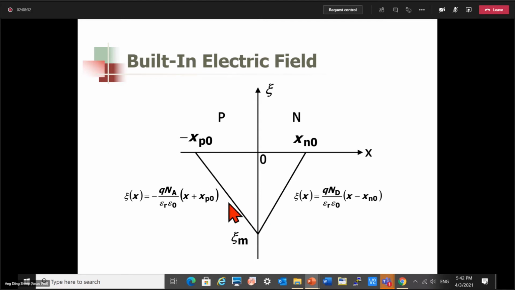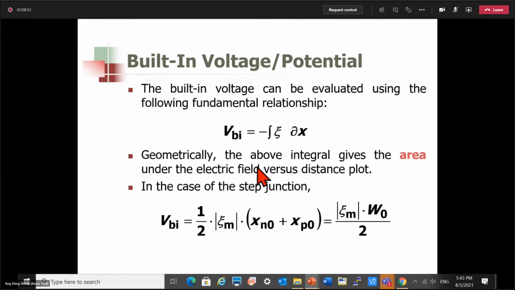All right, so this happened to be a triangle. So it's very easy to find the area of this triangle, right? It's half base times height. So the base length will be xn0 plus xp0, or the total depletion width. And the height of the triangle will simply be the maximum electric field value. Okay, so if we apply this, then we can write VBI, which is the built-in voltage across the PN junction, simply as half times the height of the triangle times the base of the triangle. Okay, so xn0 and xp0 can be rewritten as w0, where w0 represents the total width of the space charge region.